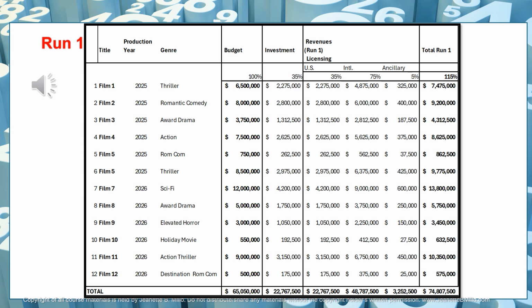35% of 6.5 million is $2,275,000. It will generate 75% from the international market in the first run for the licensing revenues. That is $4,875,000. And the ancillary rights, we're looking at 5%, that is $325,000. So during the first run, our first movie or thriller for $6.5 million is generating $7,475,000. So that's the first run that we're looking at here.